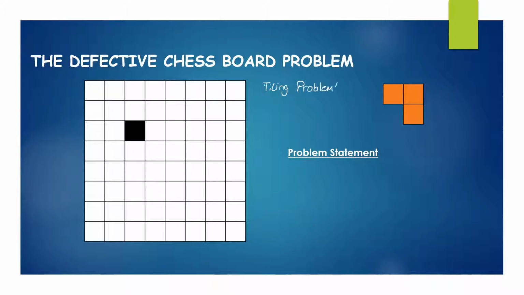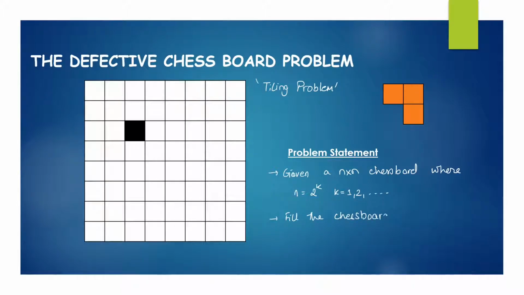Alright. So what this problem is, given an n cross n chessboard where n is some 2 to the power k, and k is some number from 1, 2, 3 and onwards. Fill the chessboard with L-shaped tiles as shown in the orange figure above. So fill up the whole chessboard with L-shaped tiles.